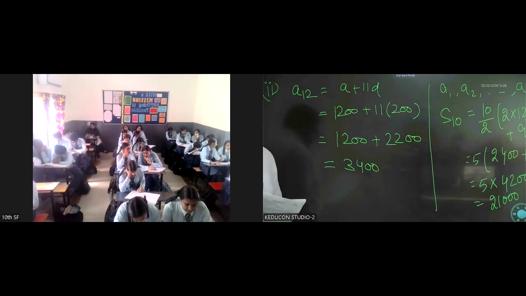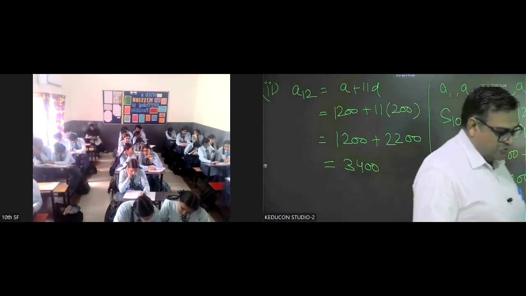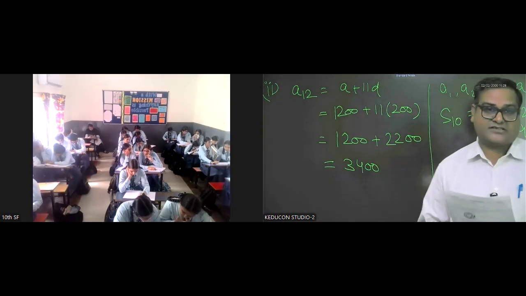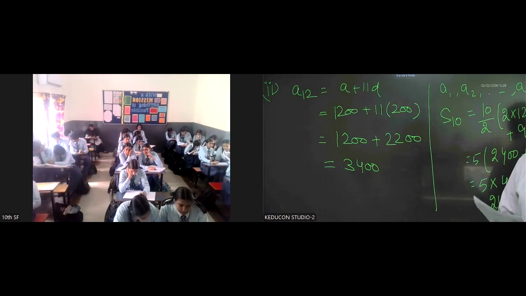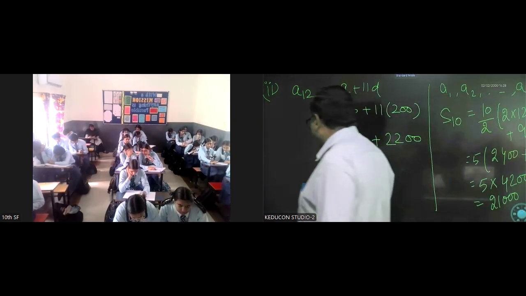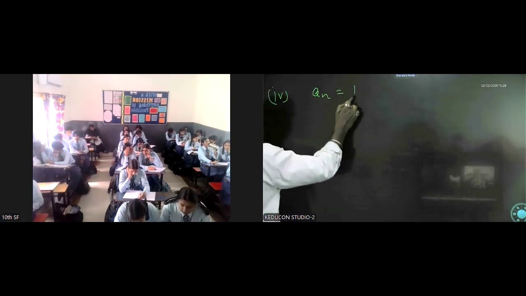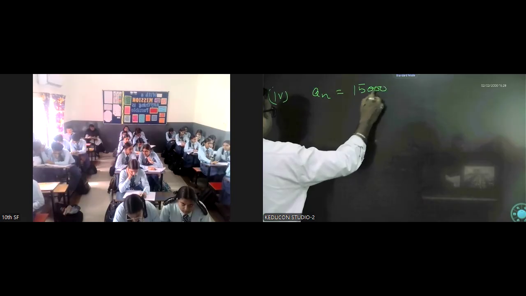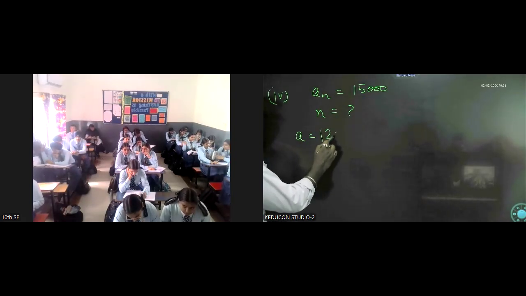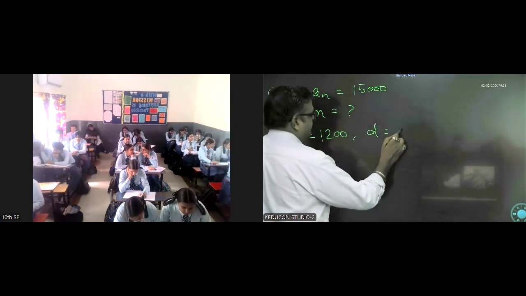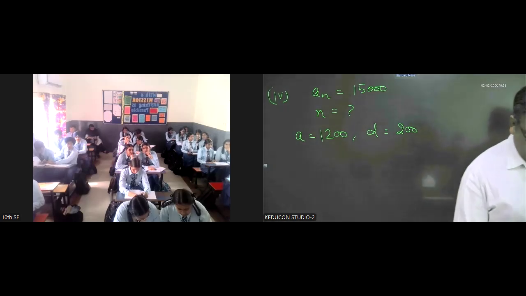The fourth question, second part, there is another question. In which year will the total production reach 15,000 cars? You have to find the N when it will reach 15,000 cars. Now AN is given to you. AN is 15,000. You have to find N. A is given to you, 1200. D is 200. So please find the N. Please do find N, students.